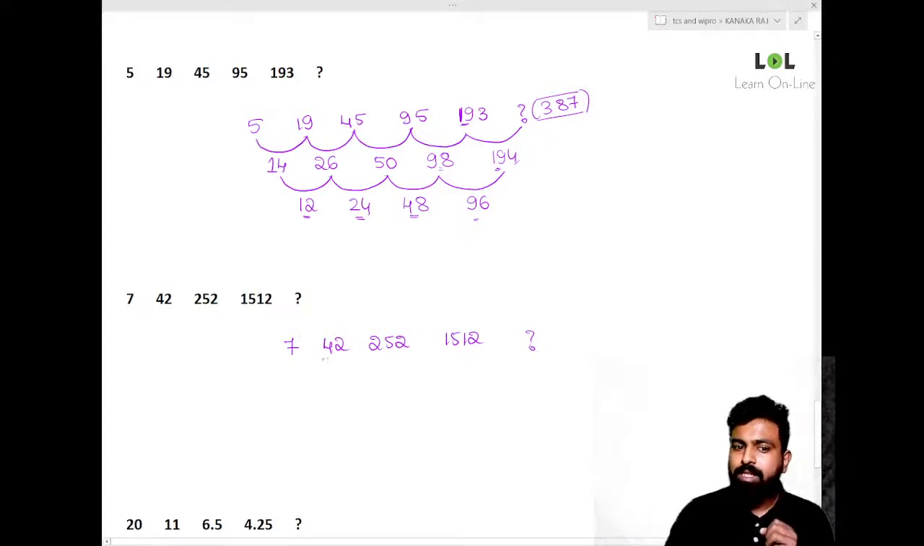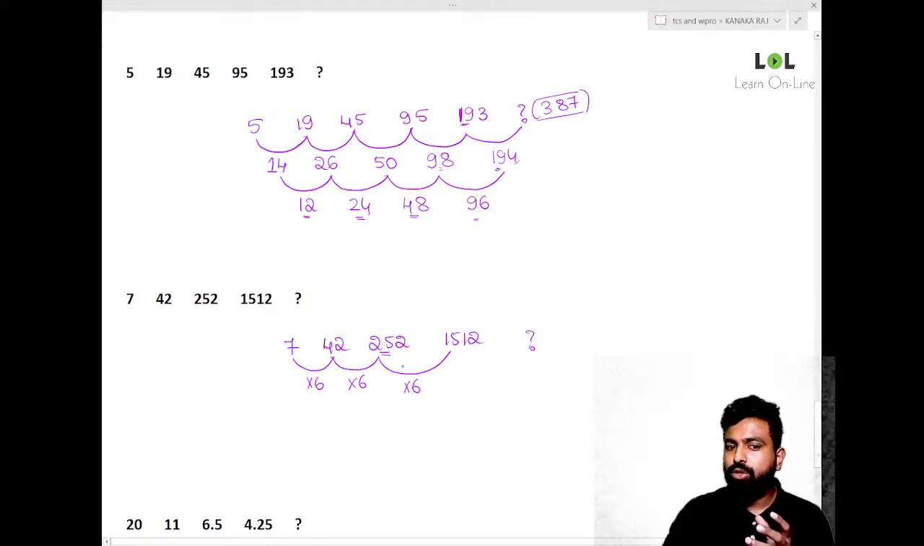Since it is a multiple series, what should I multiply with 7 to get 42? So I have to check for multiplication. It is a multiple series. It is increasing drastically. So I have to multiply 7 with 6. 42. What should I multiply 42 with? 42 with 6. Let me check it out. 240, 4 into 6 into 2 is 12. 252. So again, 250 into 6.